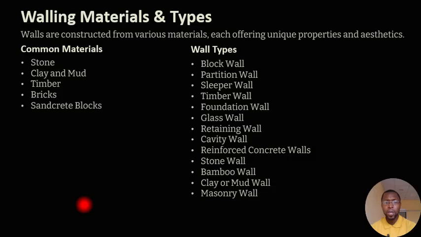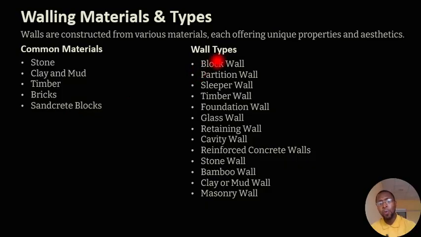Okay, now let's talk about the walling materials and the types. Of course, we have talked about the categories of wall, that's the external and the internal wall. But we also have the materials that we use in making them. The common materials used for making walls are stone. You can use stone to make wall. You can also use clay and mold in making walls. You can use timber in making walls. You can use bricks in making walls. And lastly, you can use concrete blocks in making walls.